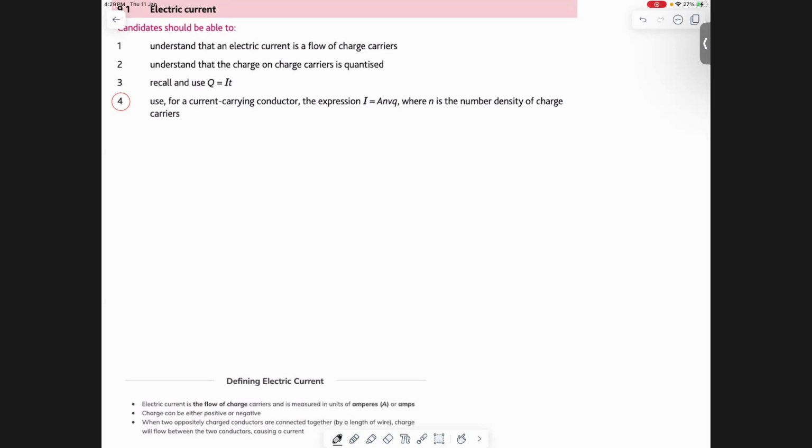You want to time the board. So understand that current, electric current, is a flow of charge carriers. Understand that charge on charge carriers is quantized. Quantized is a very basic idea, and Q equals to IT.